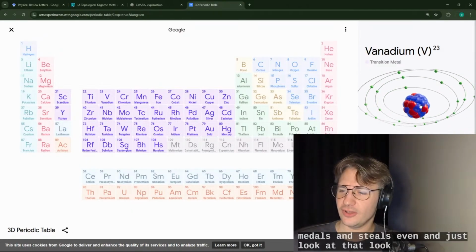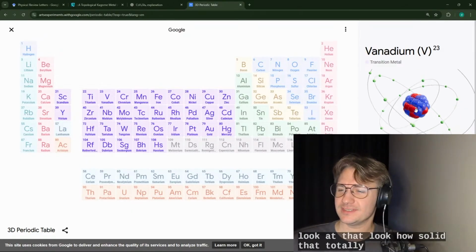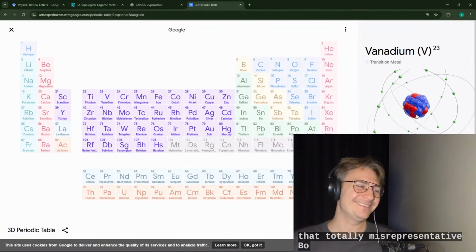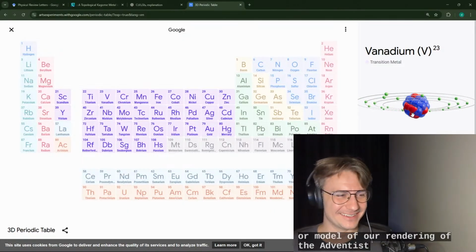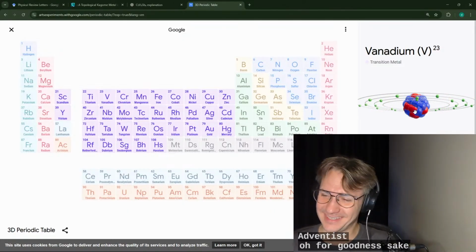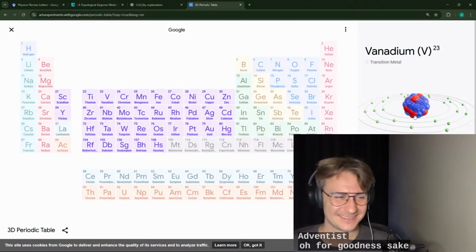Look how solid that totally misrepresentative Bohr model rendering of the atom is. Oh, for goodness sake. Look at this.